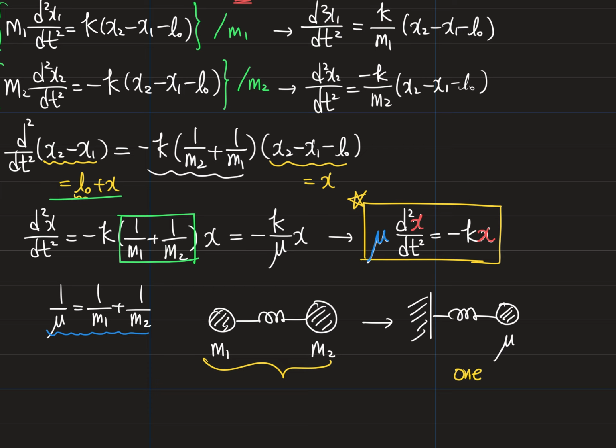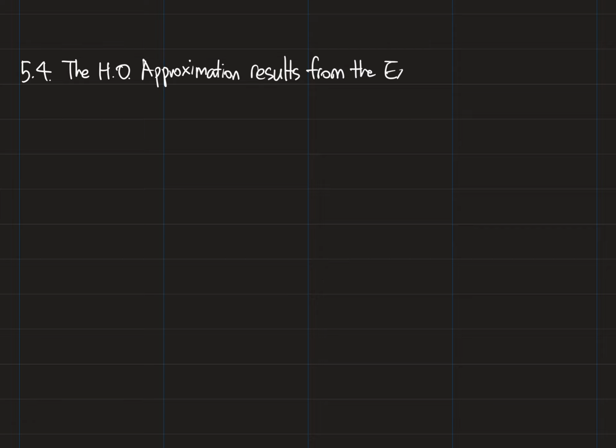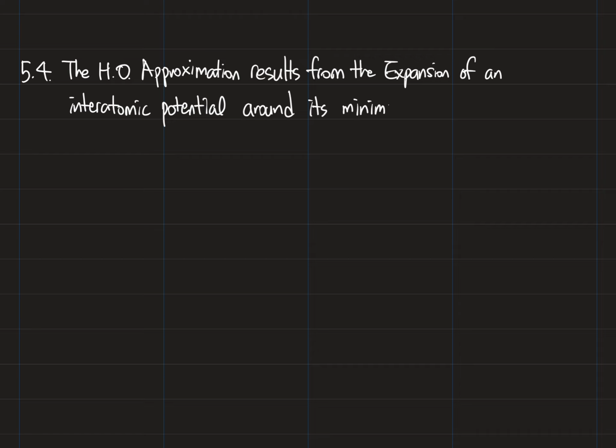Let's go one more section. Section 5.4. The harmonic oscillator approximation results from the expansion of an interatomic potential around its minimum.